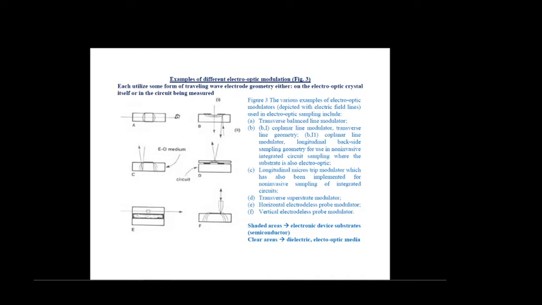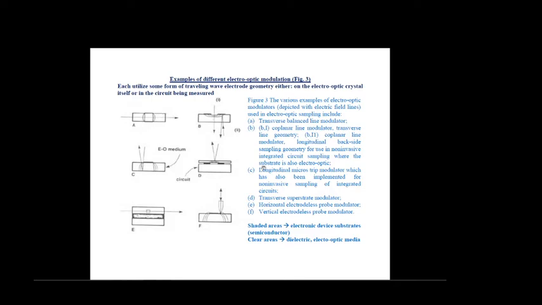Longitudinal microstrip modulator, which has also been implemented for non-invasive sampling of integrated circuits. Figure D shows a transverse superstrate modulator. And figure E, horizontal electrodeless probe modulator. Then figure F, vertical electrodeless probe modulator. Here you see the shaded areas represent electronic device substrates, that means typically a semiconductor, while the clear areas represent dielectric, that means electro-optic media.